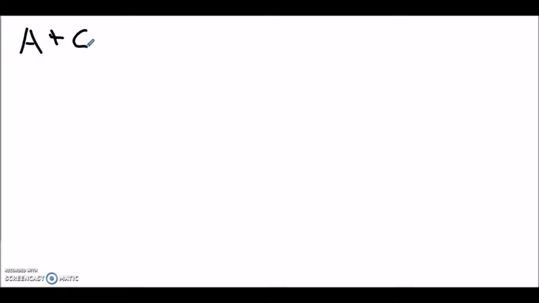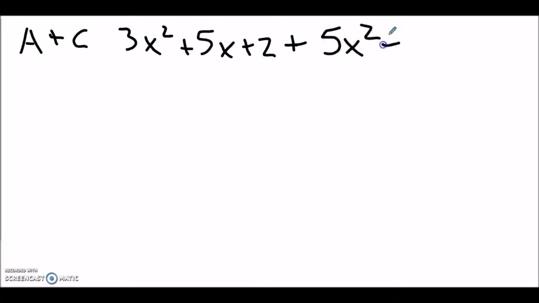Let's try A plus C. And the nice thing about these videos, you can watch and just write down, or if you're feeling brave, hit pause, do it on your own, and then hit play and see if you have the answer. So A is 3x squared plus 5x plus 2. C is 5x squared plus 8. And I'm doing it horizontally, obviously.